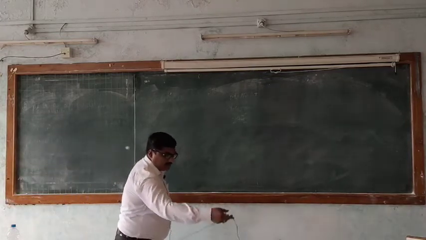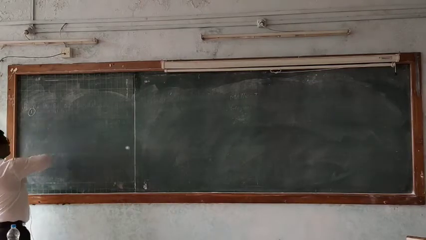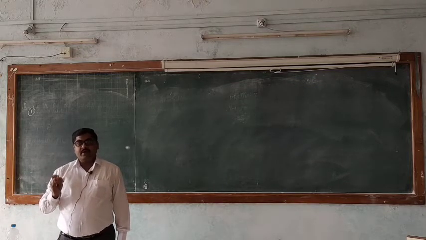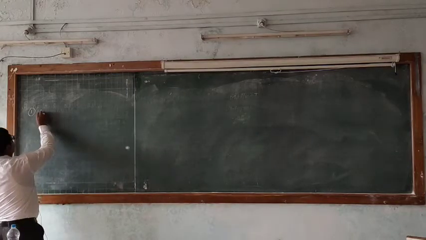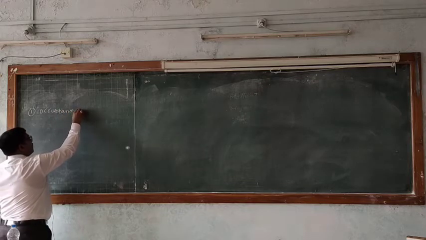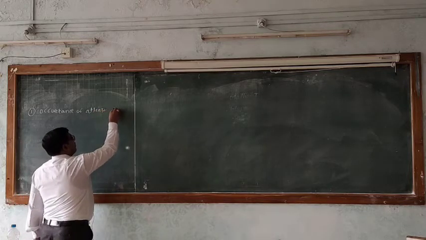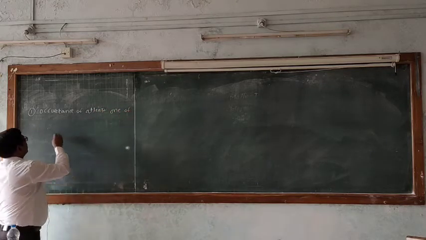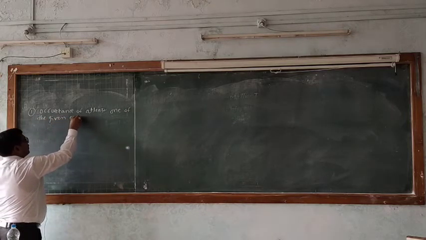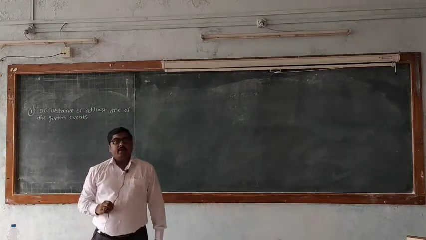In the second part of probability theory, the first point is the occurrence of at least one of the given events. Occurrence of at least one of the given events.